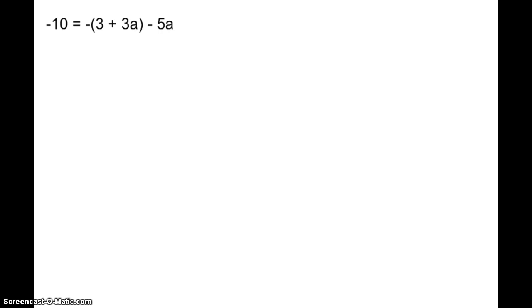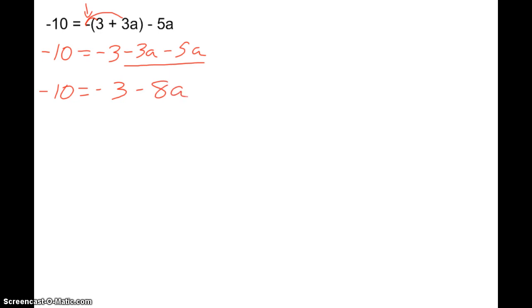All right. Now on this one, I have a negative 1 out front here. I know it's just a minus sign, but that implies that that is a negative 1. So when I do my distributive property, I have negative 10 is equal to, my distributive property will be negative 3 minus 3a. I'm going to distribute here, and then a minus 5a on the end. Combine like terms, negative 10 is equal to a negative 3 minus 8a.